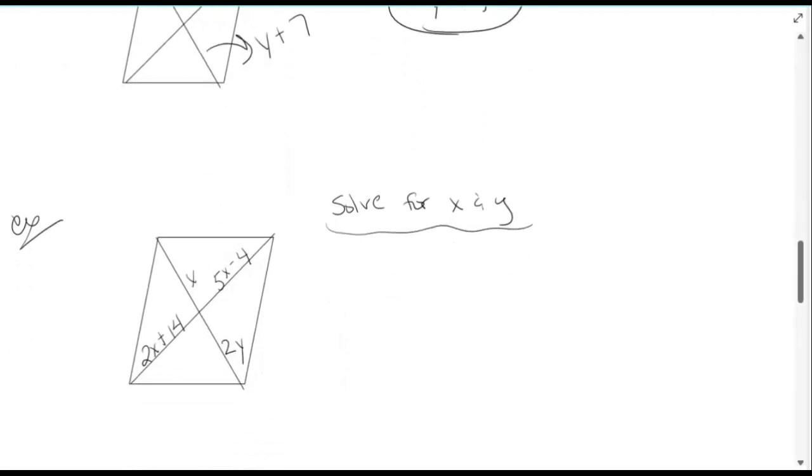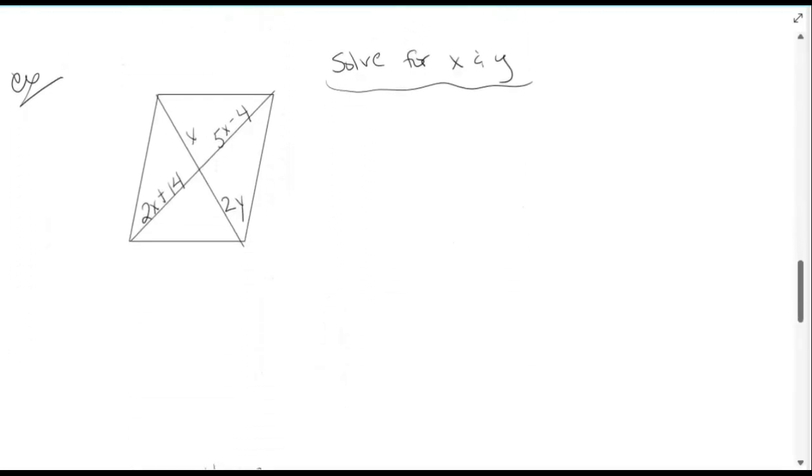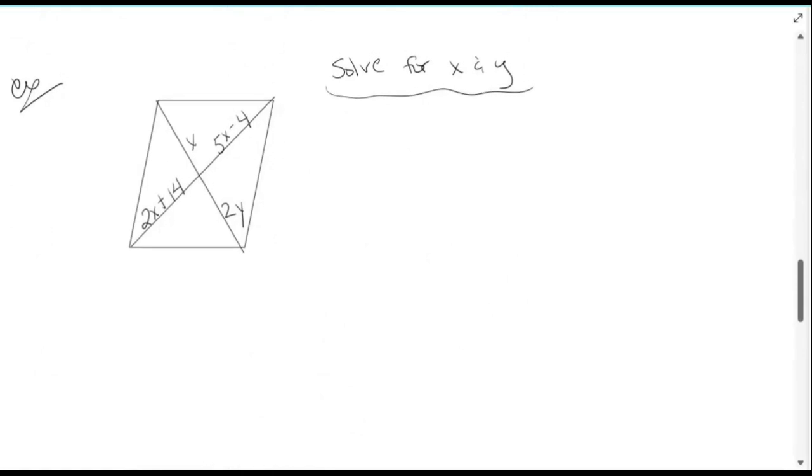Okay, an extension of that. Let's say we wanted to solve for both x and y here. I know that my one set of diagonals, x has to be equal to 2y, but that has two variables, so I can't solve for either one of those yet. But if you look at our second set of diagonals, we have 2x plus 14 equals 5x minus 4. And now we can solve.